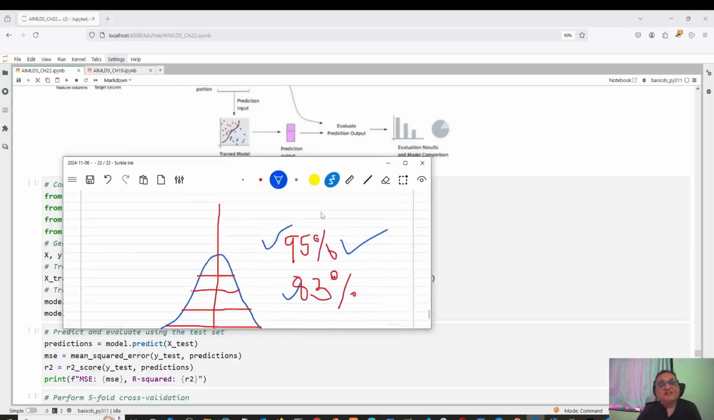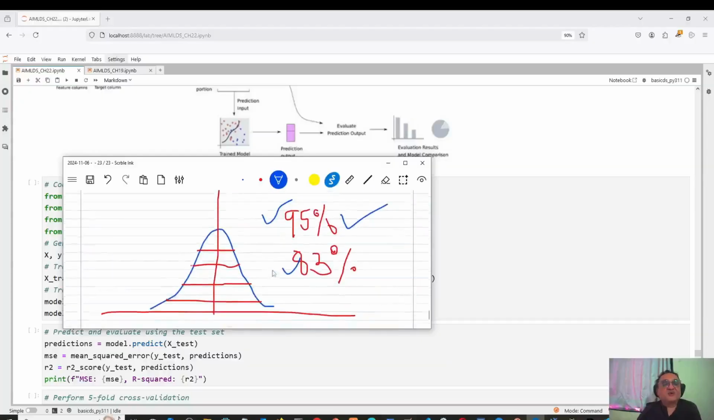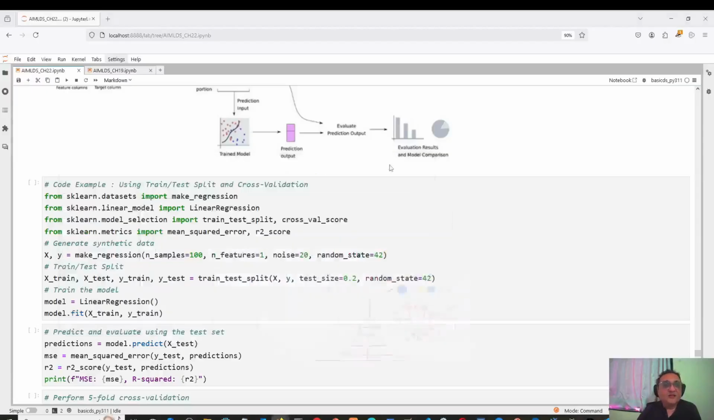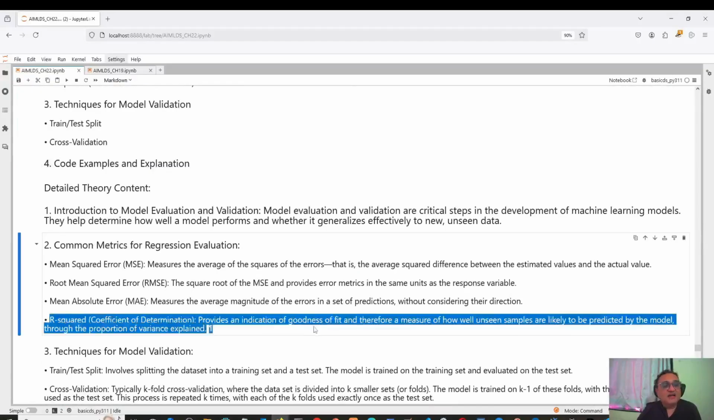I deleted the red line because it gave more errors. I have to choose the line which gives the minimum value of MSE, RMSE, and MAE, right? So that line was the blue dotted line, and it gave me an R square of 0.95. So I can say that this value of R square is the best possible value because I can explain 95% of the variance in my data set. So regression quality is always measured by this R square.